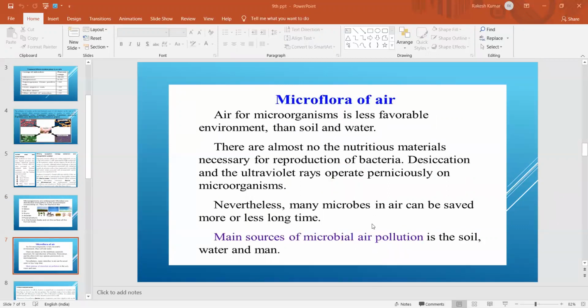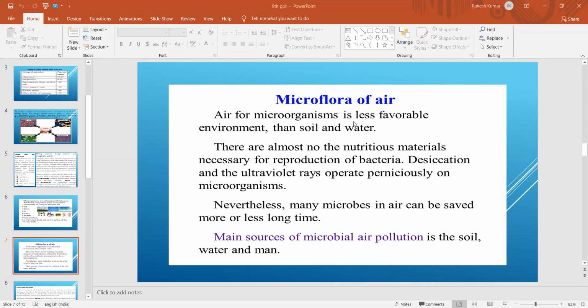Now, something about the microflora of air. I will teach you in detail about the air, what are the different methods you can use for entering different kinds of microorganisms into the factory environment, and what are the methods used for checking the sterility of the environment or air.